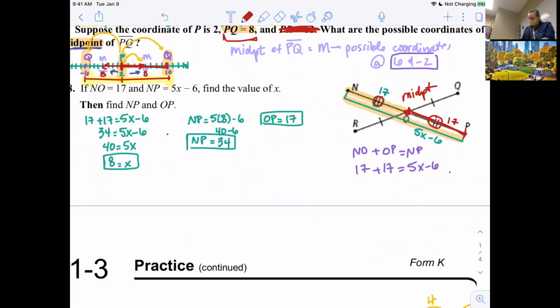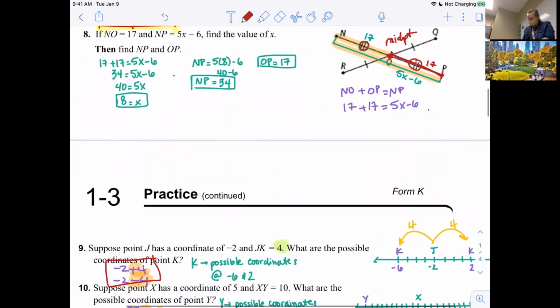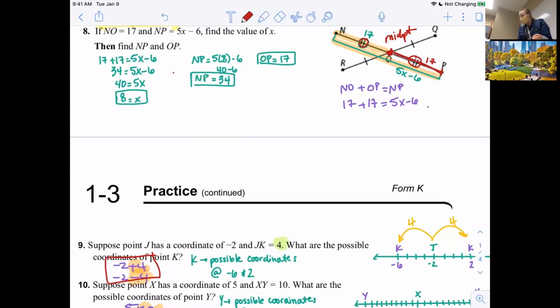I'm just going to go down a little bit so you can also see 8, but you can also see 9 and 10. 9 and 10 aren't too hard. They're a lot like 7, which we just did. It says suppose point J has coordinates of -2 and JK equals 4. Well, I'm starting at -2 and I can go 4 one way and I can go 4 the other way. That's all I want. Where could K be?